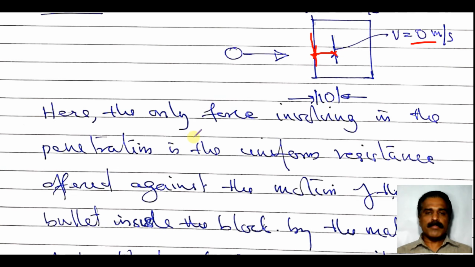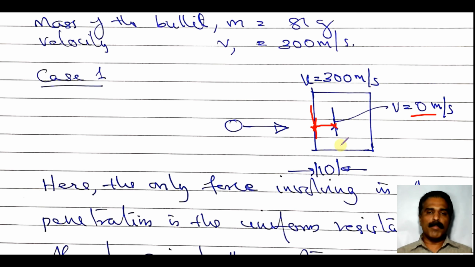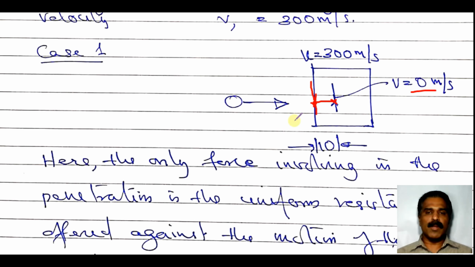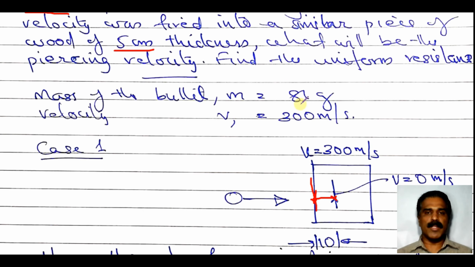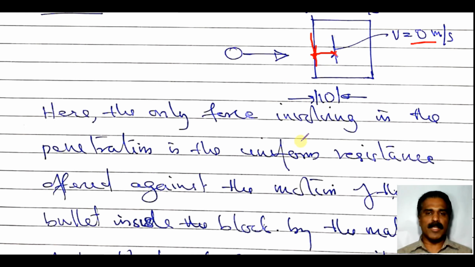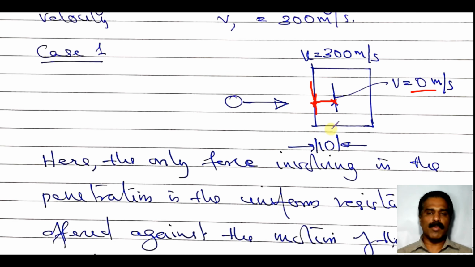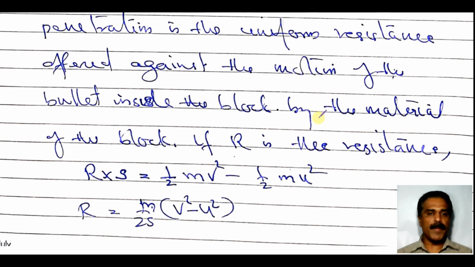Then in this case, to stop the bullet, the only force acting on the bullet is the resistance, and it is told in the question that it can be assumed as uniform. This uniform resistance is the only force involved in stopping the bullet when it is traveling through a distance of 10 centimeters.